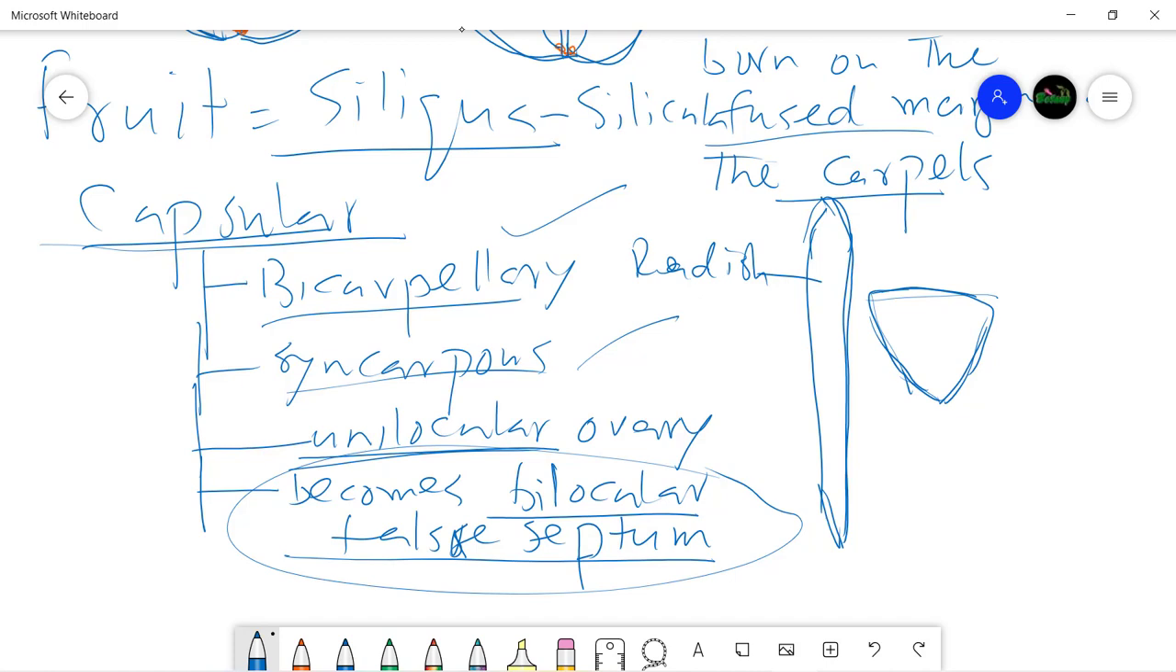So these were the distinguishing diagnostic or characteristic features of the family Cruciferae, Brassicaceae. More about it and its general characters and distribution, vegetative and floral characters, etc., we shall consider in the next videos.